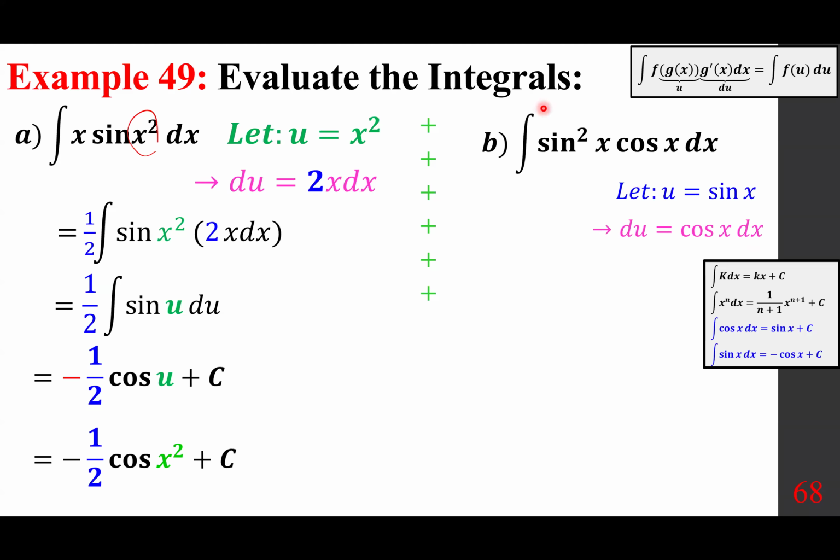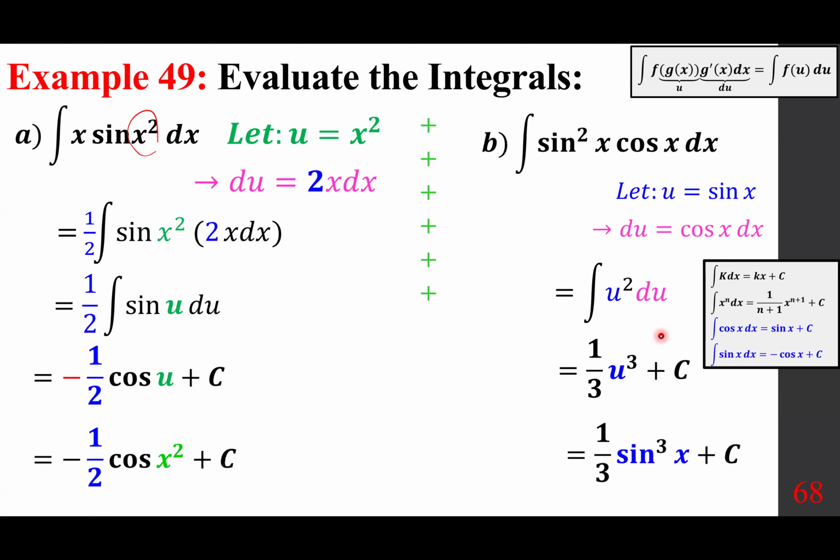This is u squared. This is du. And according to the power rule, this is 1/3 u cubed plus a constant. And so 1/3 sine cubed x plus a constant. And we're done. All you have to do is differentiate the result. You'll see the answer is this one without the dx.